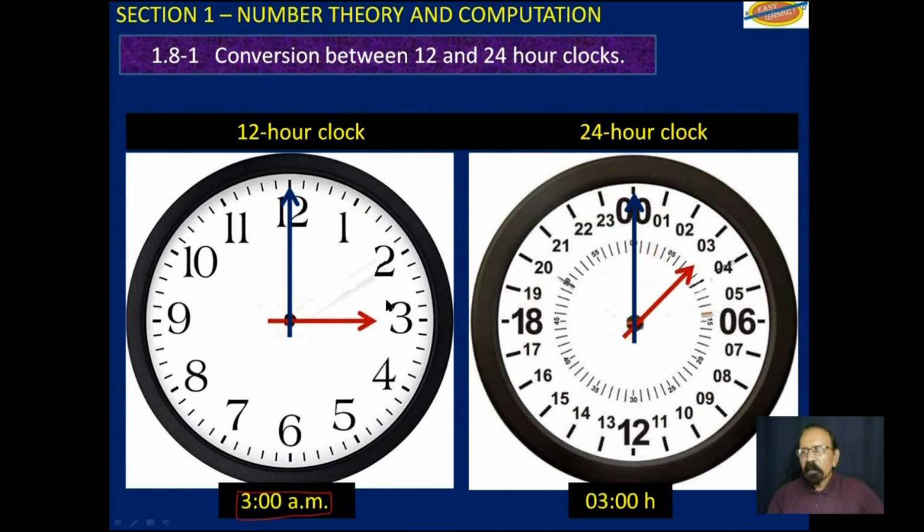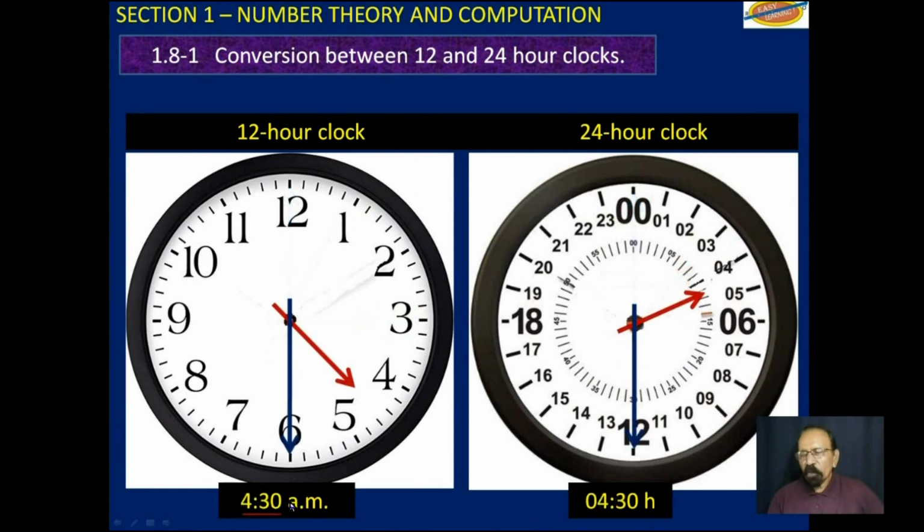Next one, 3 a.m. on the 12-hour clock, on this clock here, 3 a.m. This one here, the 24-hour clock, follows a similar pattern, but the 3 is here, not as far as it is on this one. And of course, the minute hand is there. So that's 0300 hour, written like that.